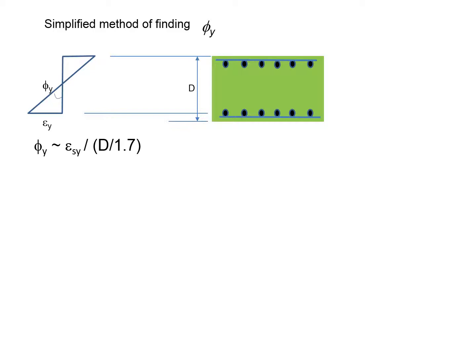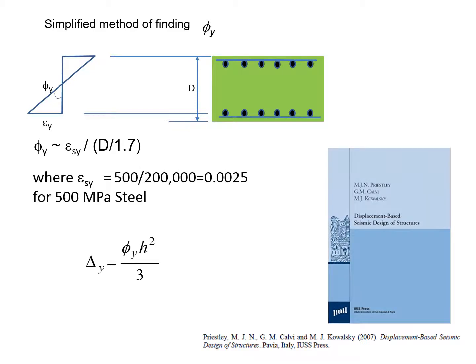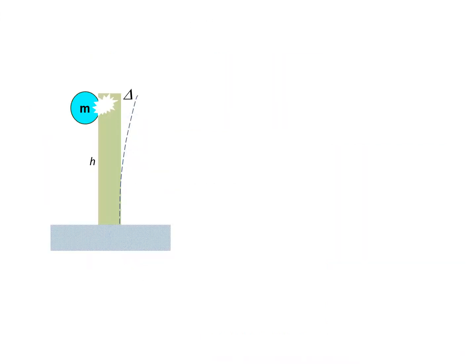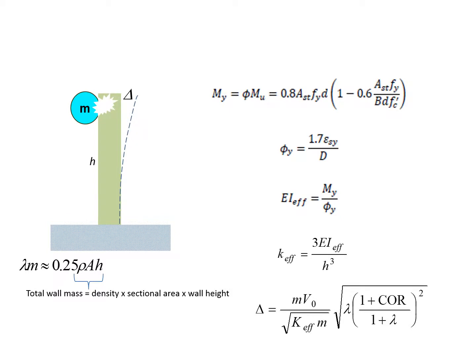Once the tensile strength of the longitudinal reinforcement is known, the yield curvature can also be found by the use of the simple expression. The bending moment capacity can be found by a standard formula as shown here. Given that we already have the curvature at yield, the effective stiffness can be found readily, and hence the displacement demand of the impact.